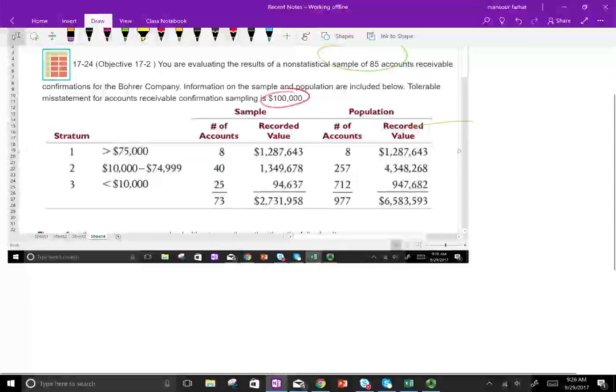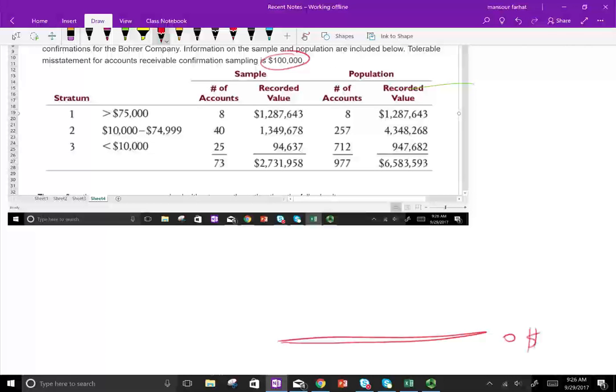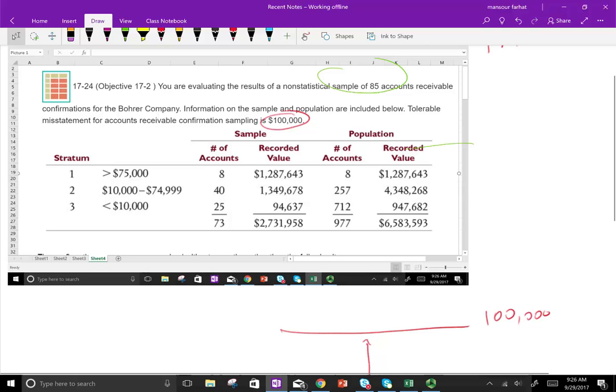What does the tolerable misstatement mean? It means we can tolerate, so if this is 0, I like to use this is 100,000. We can tolerate mistakes up to 100,000. This is what we're saying.